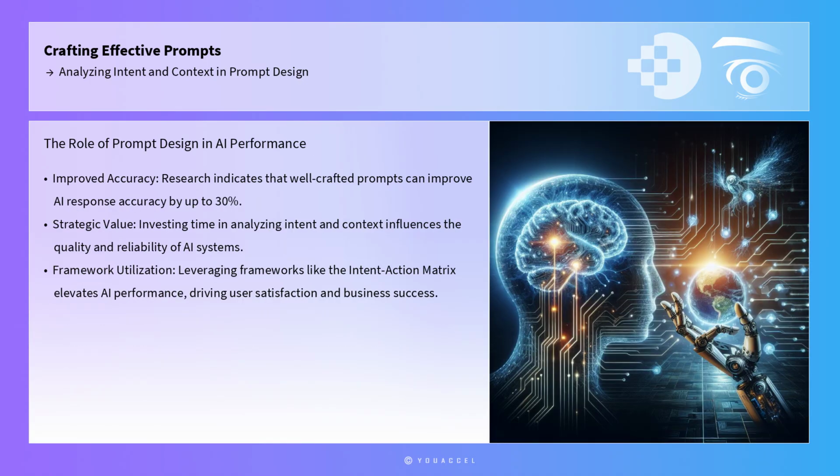Statistics underscore the impact of effective prompt design on AI performance. Research indicates that well-crafted prompts can improve AI response accuracy by up to 30%. This highlights the strategic value of investing time and resources in analyzing intent and context, as it directly influences the quality and reliability of AI systems. By leveraging frameworks like the intent action matrix and contextual inquiry method, prompt engineers can systematically elevate the performance of AI applications, driving both user satisfaction and business success.